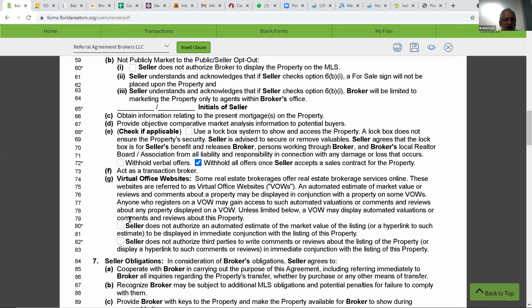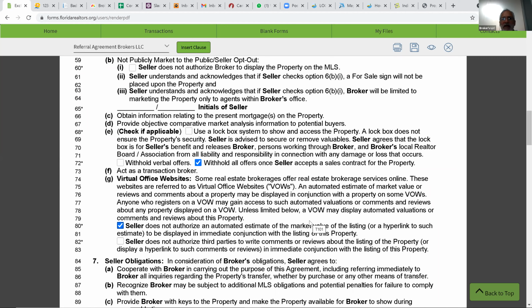So I will limit the use of this estimate by clicking on this check mark box right here. I'm telling Zillow, my seller does not authorize an automated estimate of the market value, so they cannot use this estimate. They can put the property on the market, but they cannot use this estimate. I don't want anyone to give an opinion of value, because I do a CMA, which is totally different from the estimate. The estimate doesn't do a CMA.